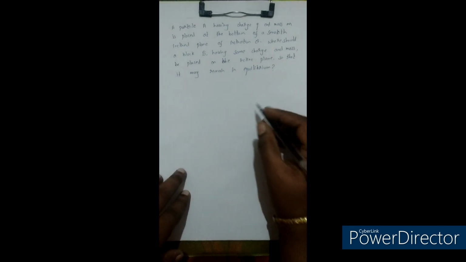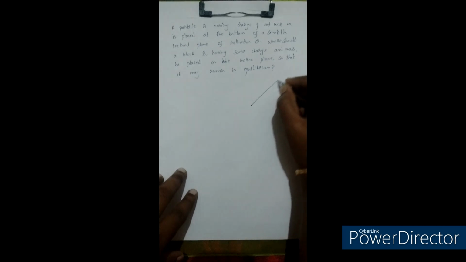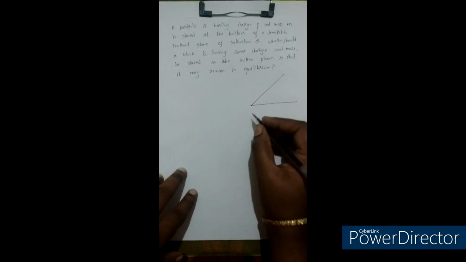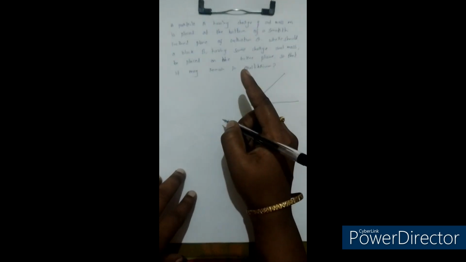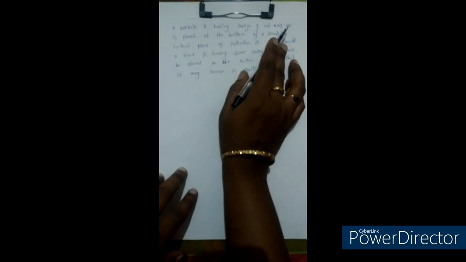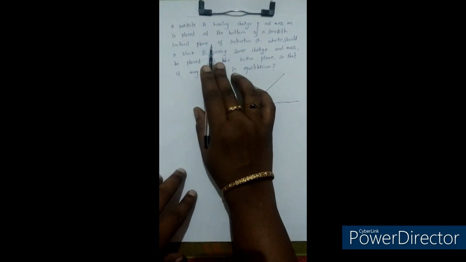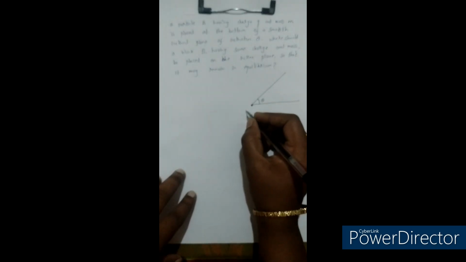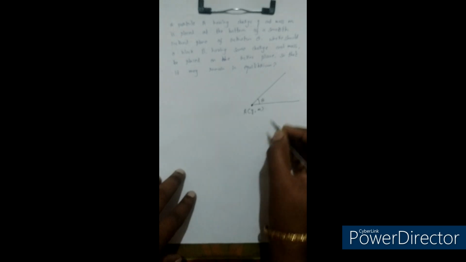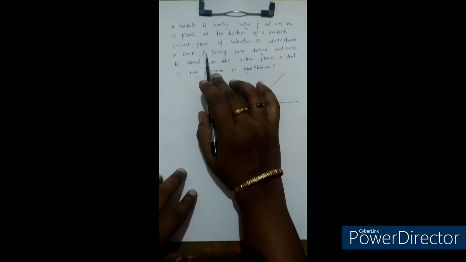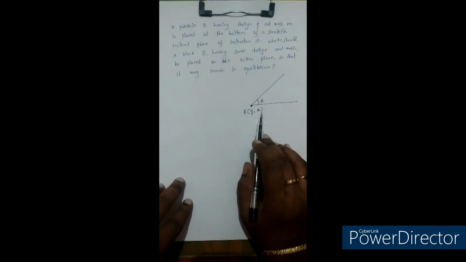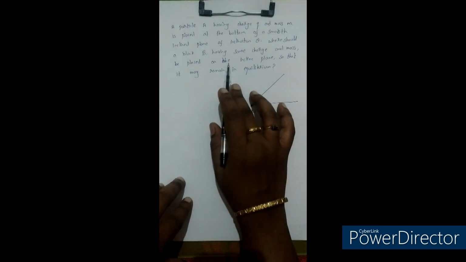So what have they told you? They have told you that there is an inclined plane. Let this be my inclined plane. A particle A having charge Q and mass M is placed at the bottom of a smooth inclined plane of inclination theta. So this angle is theta, and this is the point where I have kept the particle A of charge Q and mass M. The block B is going to have the same charge and the same mass, children.